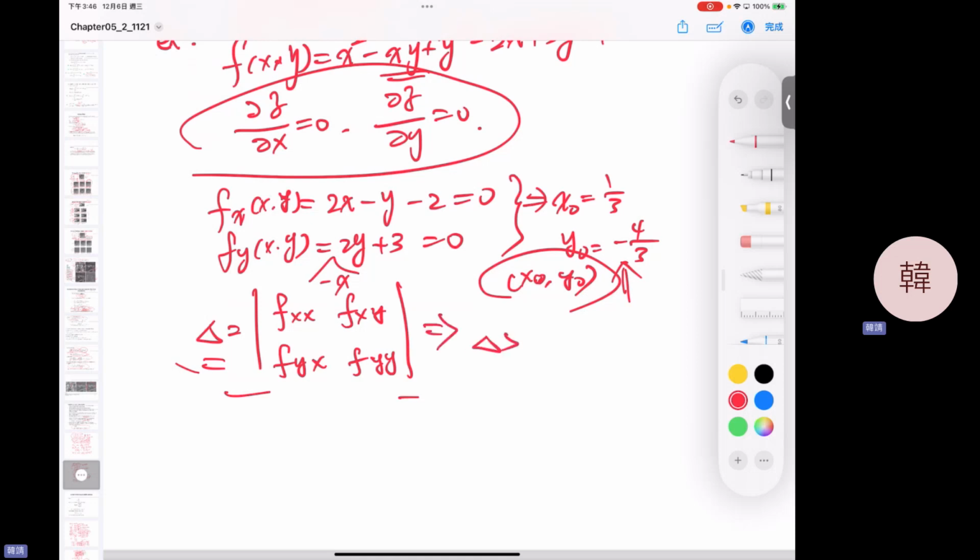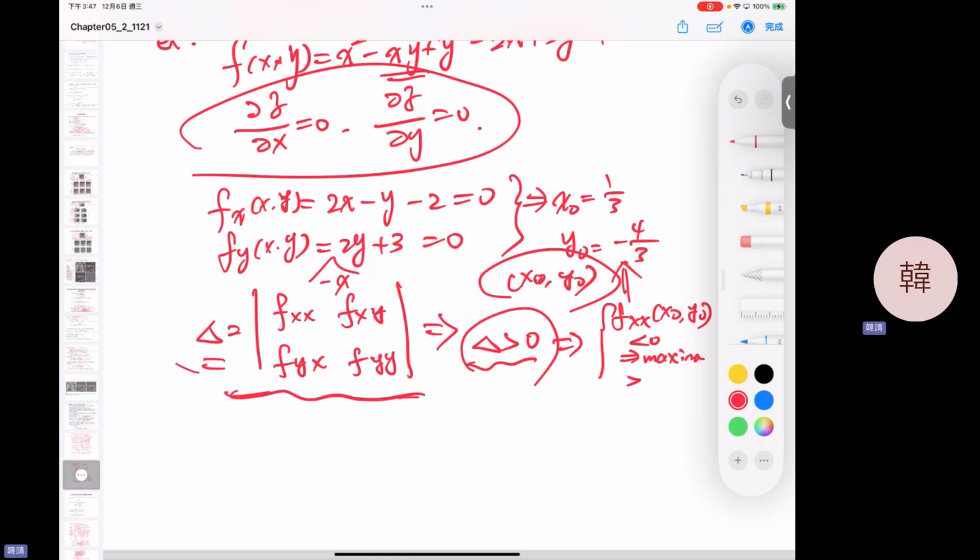If delta is larger than 0, we can say it is a maxima or minima value. If it's equal to 0, it's a critical point. If it is smaller than 0, it's not a maxima. So this condition must be satisfied, and then the equation has the extreme value. So when it's larger than 0, please check f_xx at this extreme value. And if this is smaller than 0, we call it a maxima.